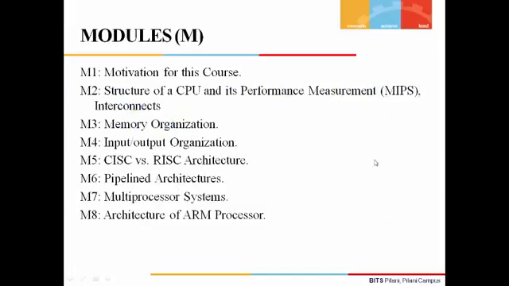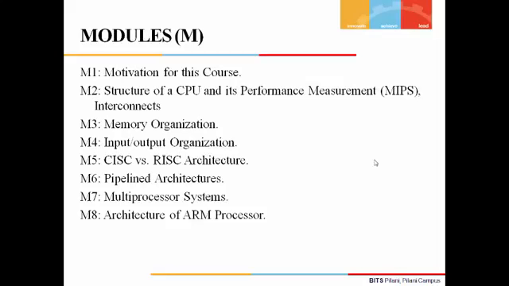Going to the next slide. This is a short course, divided into 8 primary modules. The first module is related to the motivation of the course. That is what I am trying to orient you on now, and you'll go through one recorded lecture followed by this one. The next one is related to the structure of CPUs and performance measurement. The third is related to memory organization. The fourth module is related to input output. The fifth is a little bit advanced concept, that is CISC versus RISC.